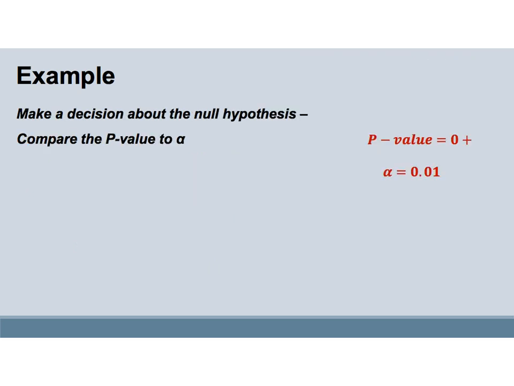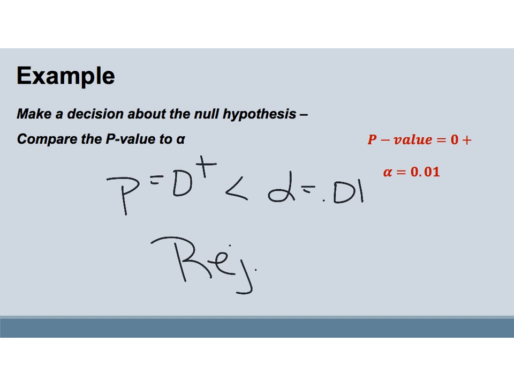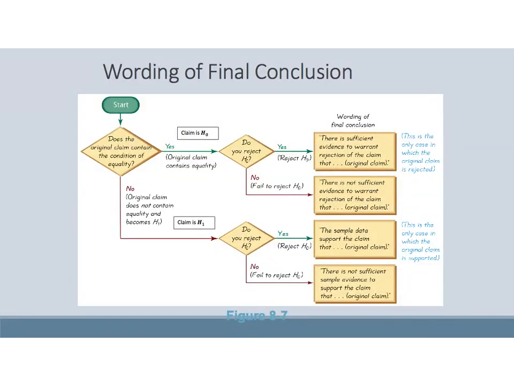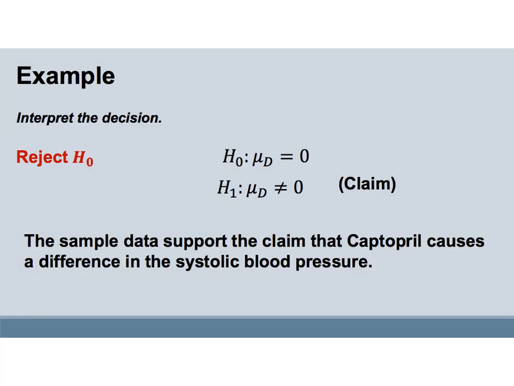Now compare p to alpha. So p equals 0 plus, alpha equals 0.01. That p is less than that alpha, so I'm going to reject the null. So my claim was the alternative. I'm rejecting. Claim is the alternative, rejecting the null. The sample data support the claim that Capitril causes a difference in the systolic blood pressure.